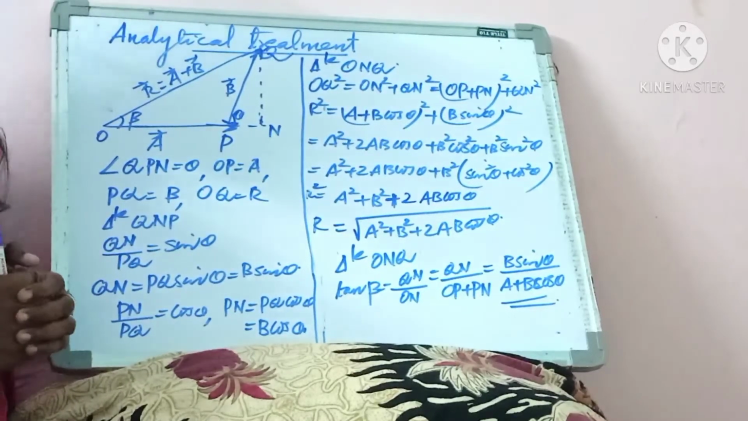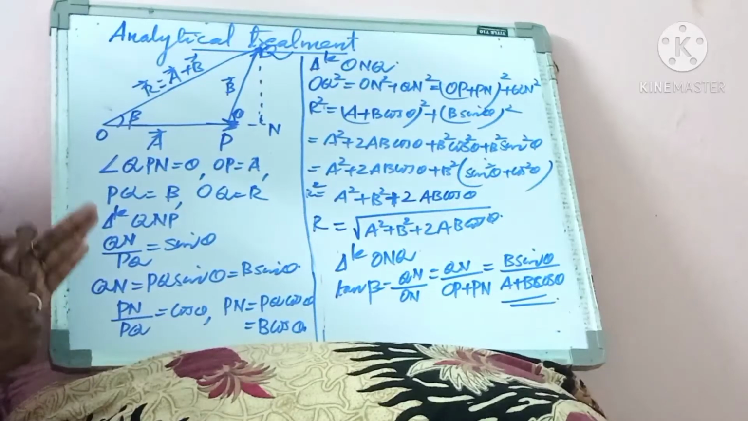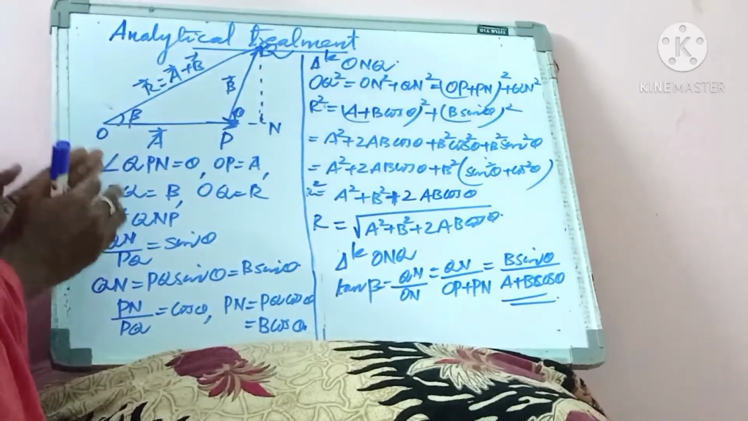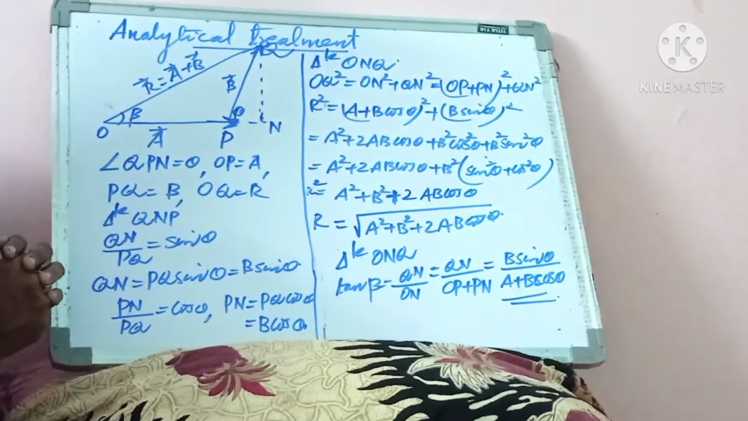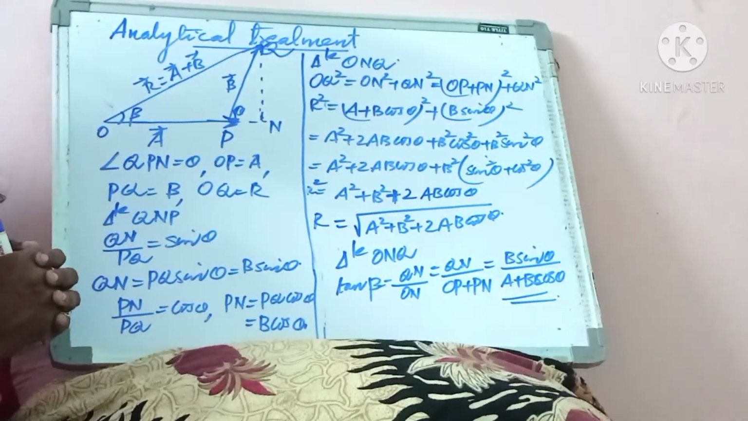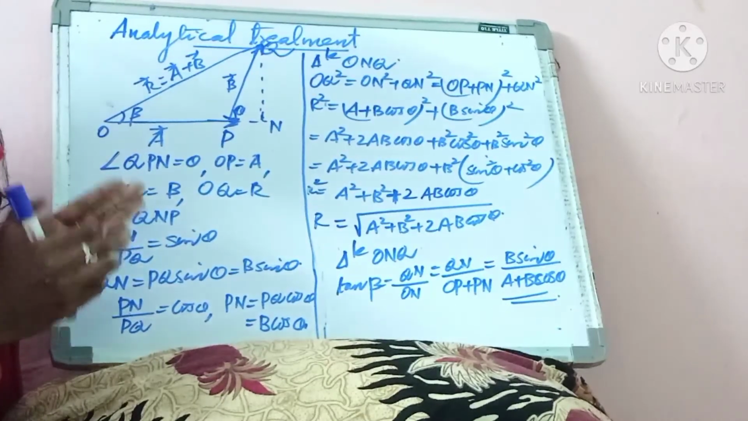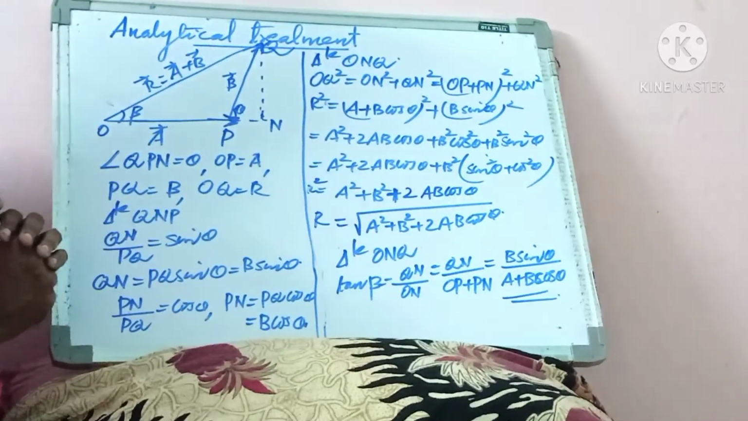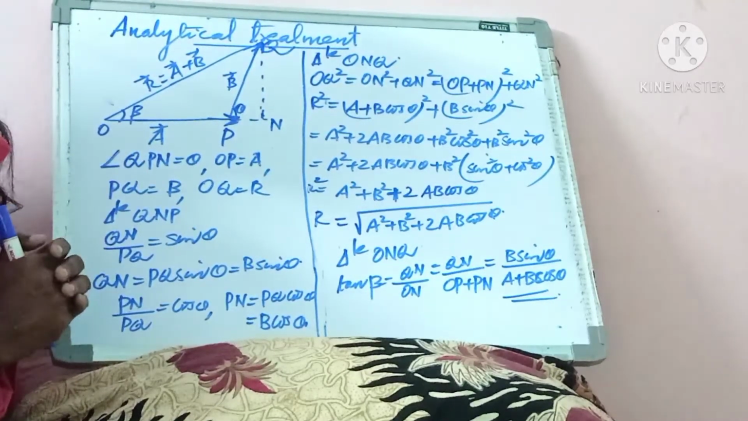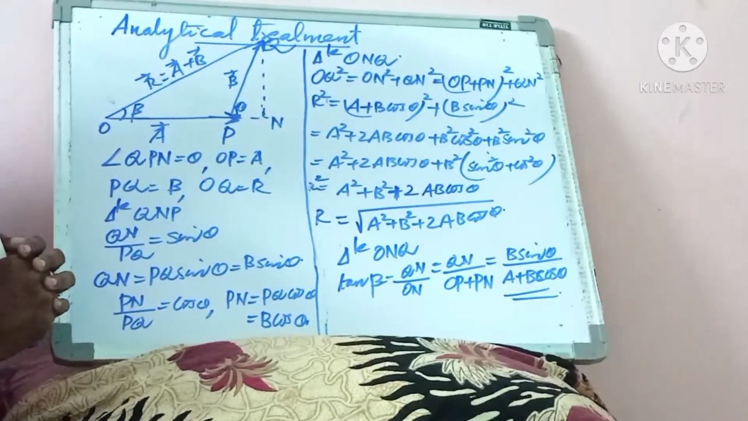Next, the analytical treatment of the triangle law of vector addition. Using this analytical treatment, we calculate the magnitude of the resultant vector and also the direction of the resultant vector. That method is called the analytical treatment.